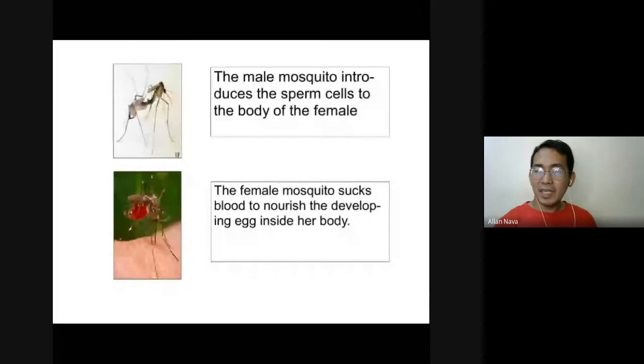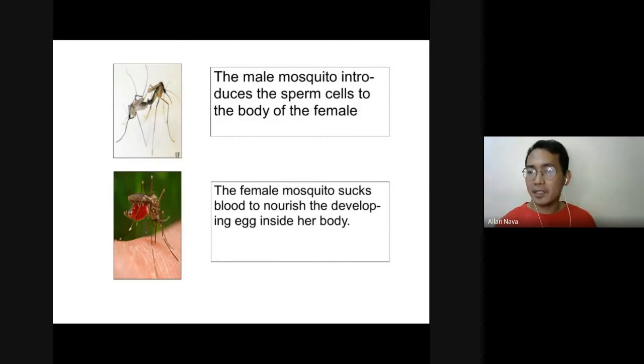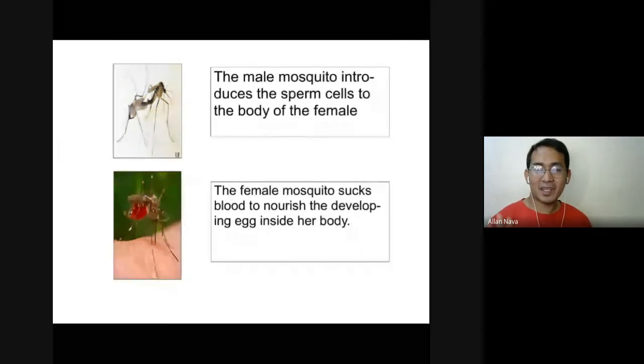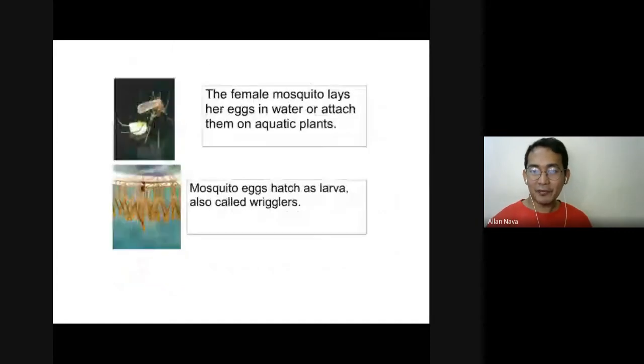And then the female mosquito sucks blood. Do you know why? That is to nourish the developing egg inside her body. That's the purpose. So if mosquitoes bite you, they really come near because they need blood, and that blood is for the nourishment of the eggs inside the female's body. That's how a mosquito looks when it bites us. When we kill it, it even bleeds, but actually it's our blood. And after that, the female mosquito lays her eggs in water or attaches them on aquatic plants.